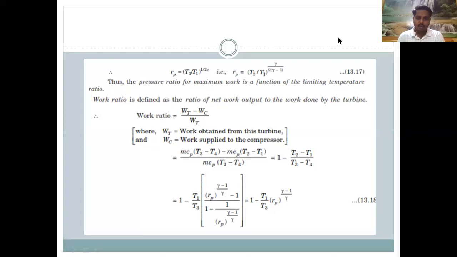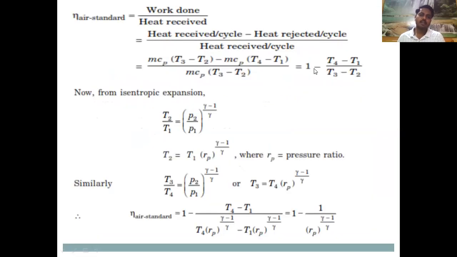All of you please note down these formulas one by one. We can wait for 2 minutes. Starting from this, you can note this down. All of you please.